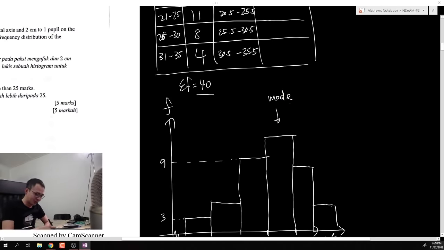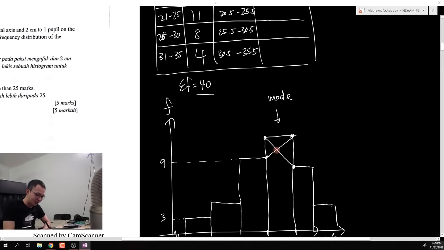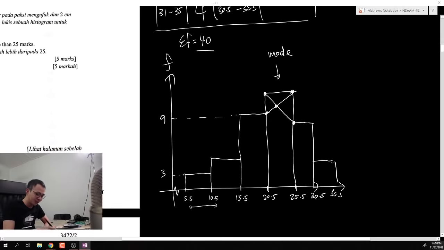Then from here I will connect to the other side, connect to the other vertex, and this one from this vertex connect to this vertex over here. And then you find out you have an intersection between these two lines, isn't it? So from the intersection here, you will read the mode score. You will read on your x-axis, see what this value is.